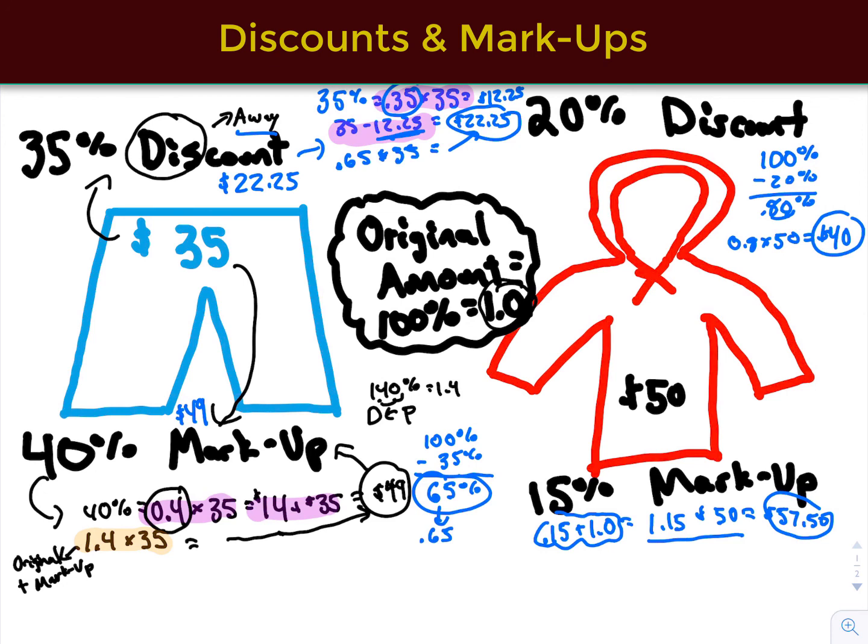We take the discount percentage away from the original and multiply by the cost of the item, or I take the markup and the original percents combined and multiply by the price of the item. Hopefully this is helpful for us as a foundation into discounts and markups.